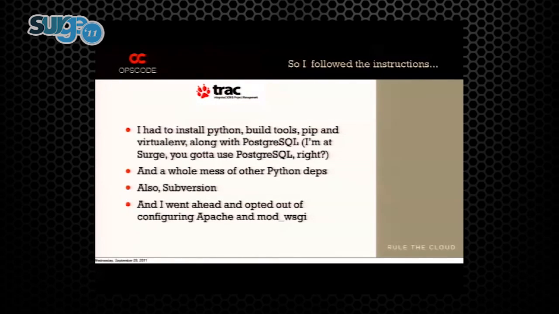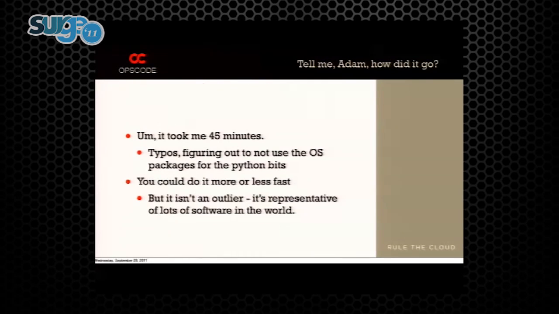So I followed your instructions on the airplane, actually. This is why my talk didn't happen until like 10 minutes before I got up here. Because I spent 45 minutes on the airplane installing Python, build tools, pip, virtualenv, Postgres, because I'm coming to Surge, and there's a bunch of Postgres people here, and if I don't use Postgres, then I'm not cool. And a whole mess of other Python deps. Also Subversion, and I decided that I didn't care about Apache and mod_wsgi and all the rest of it, right? So I just used Trac straight up. It took me like 45 minutes. So it was mostly typos and me figuring out, like, I don't want to use the OS parts of Python and some other stuff. You could do it more or less fast, but this isn't really an outlier, right?